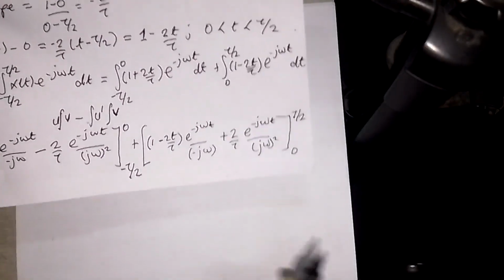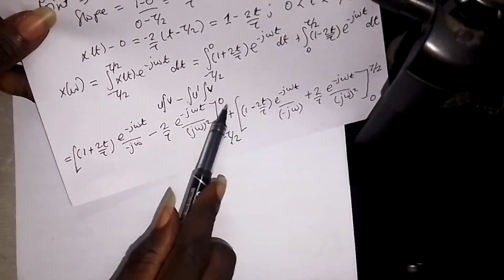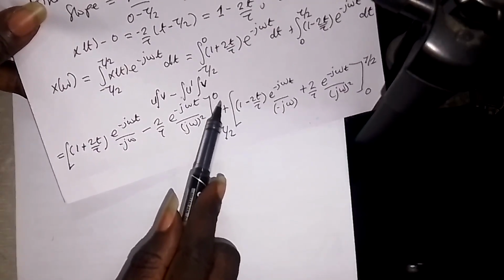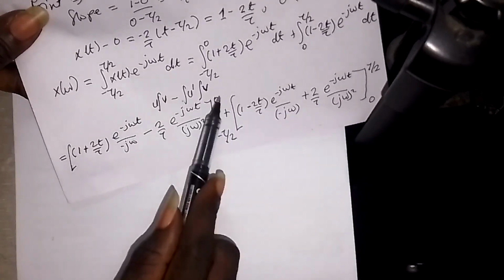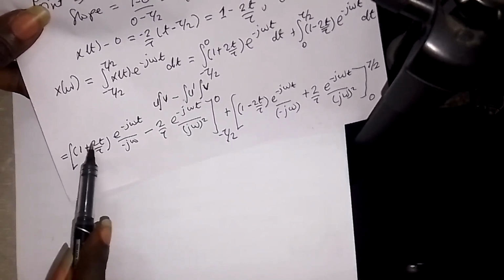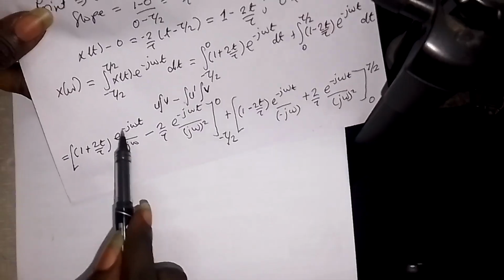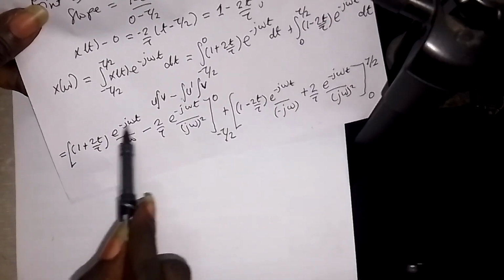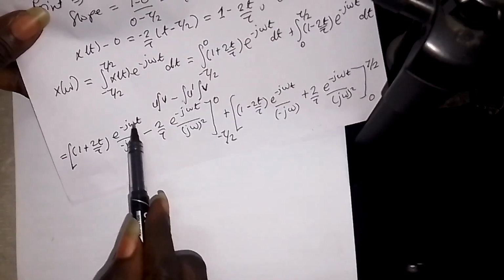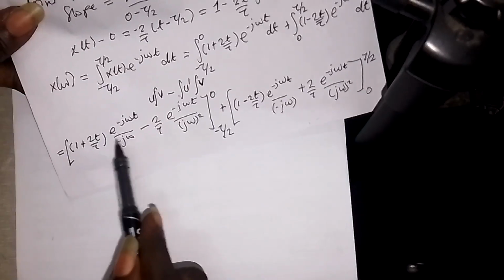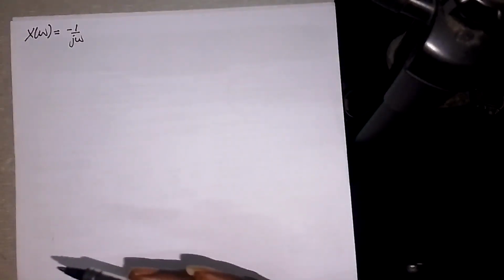Then I come to the first one. I'll be dealing with this place, 0 and minus tau on 2. You introduce the upper limit first. So if you put 0 here, you get 1 plus 2 times 0 over tau. That place you get 1 here. And here, if you put 0, you get e exponent 0, which is 1. So 1 times 1 is 1, and you have minus j omega here. So you have 1 minus 1 over j omega. Okay, so that is what you get here.